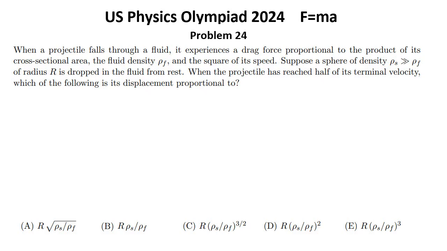Problem number 24. When a projectile falls through a fluid, it experiences a drag force proportional to the product of its cross-sectional area, the fluid density ρ_f, and the square of its speed. Suppose a sphere of density ρ_s, much greater than ρ_f, of radius r is dropped in the fluid from rest. When the projectile has reached half of its terminal velocity, which of the following is its displacement proportional to?